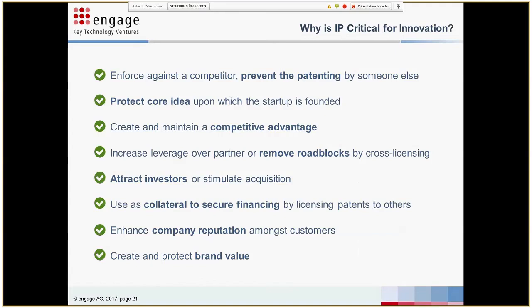And of course, that way you can protect the core idea upon which a startup or a commercialization of a technology is founded. And that way you could create and maintain a competitive advantage. It would be difficult and expensive for your competition to use your technology. You could place roadblocks for others, and you could also remove roadblocks by cross-licensing.